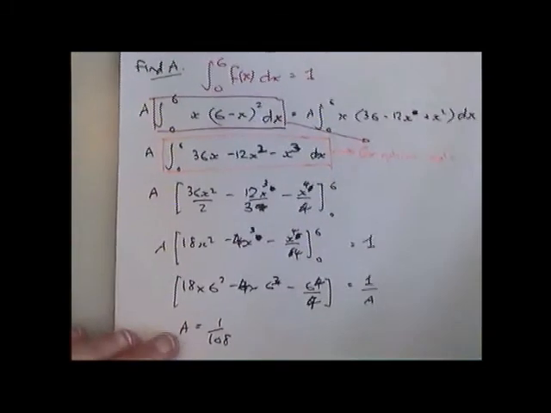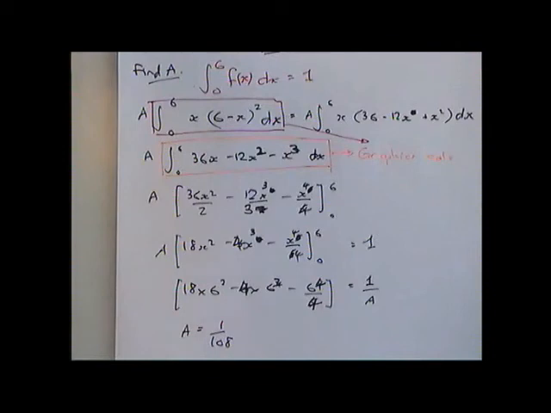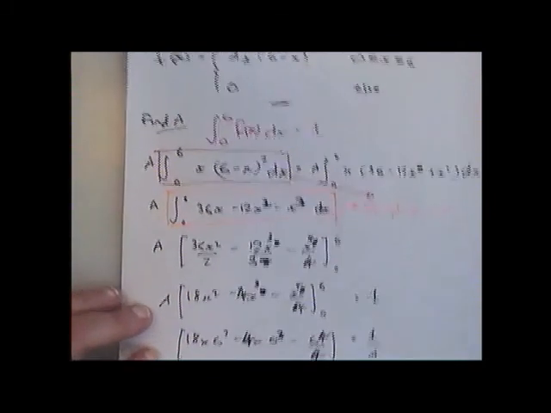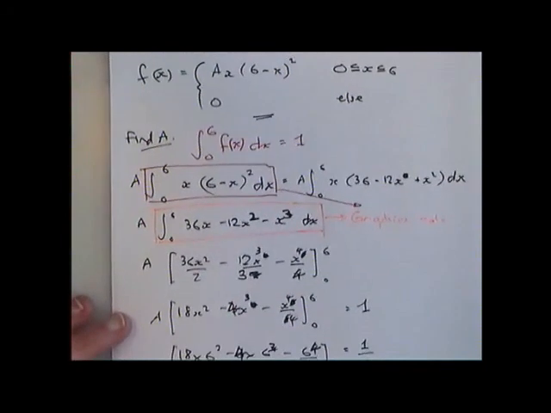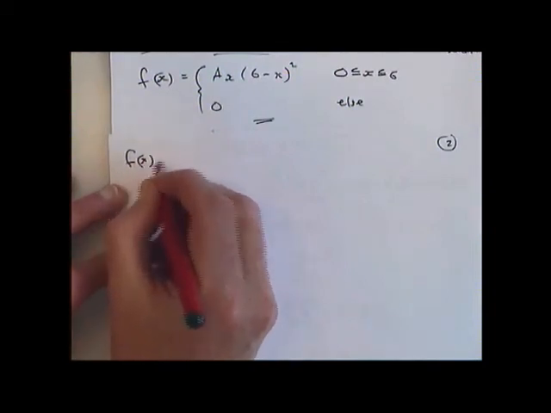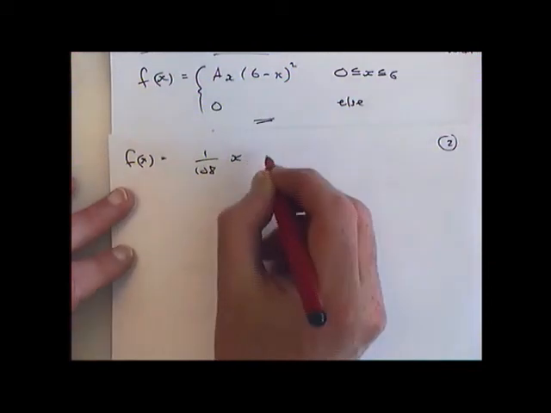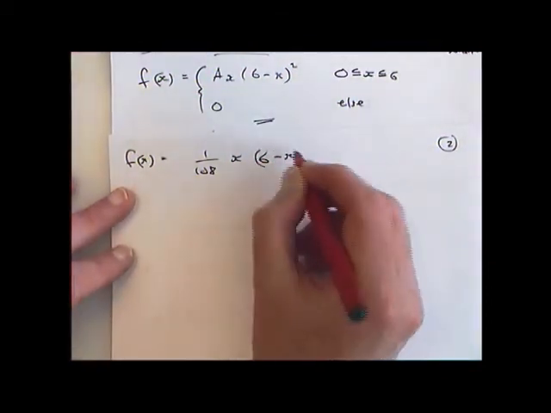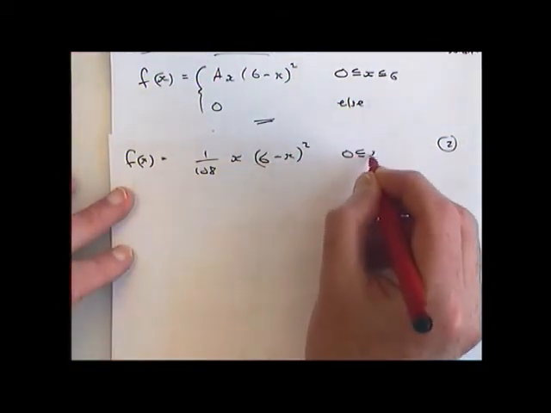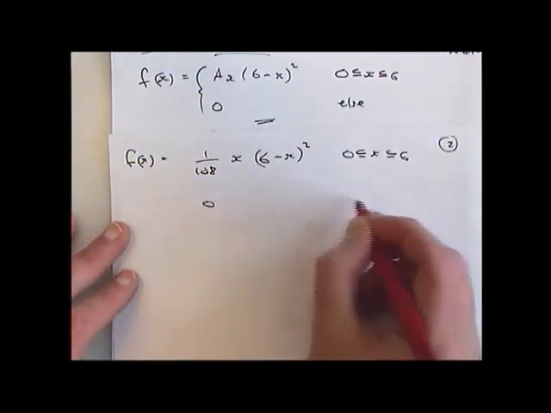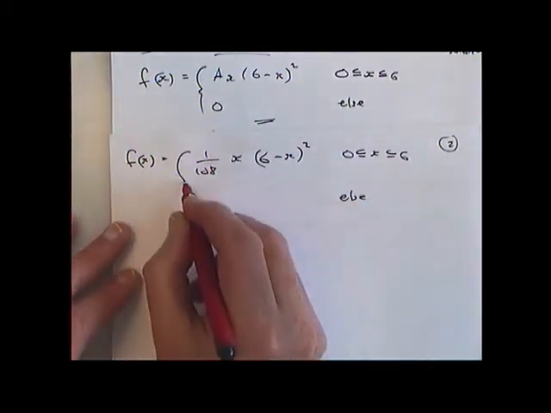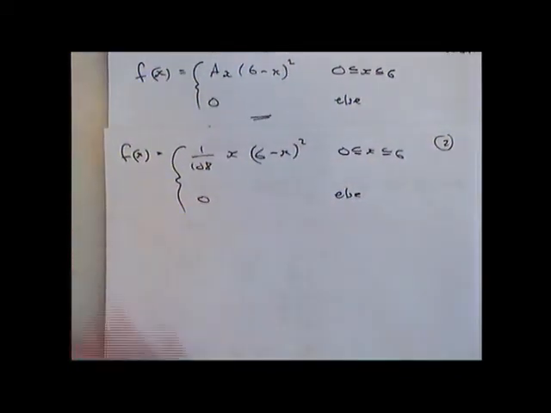So let's hide that horrible bit of paper, littered with mistakes. We're okay to move on. So we are here. I'm going to write out our function again at this point. Always a good idea to do that. A was 1 over 108. Right, so there's our new function.